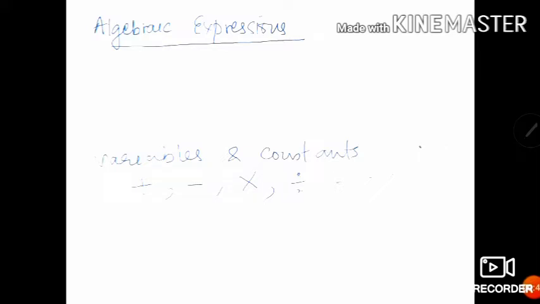Here are some examples like x, 3x minus 2y plus 7, or pi r square minus half x plus 1. All these are algebraic expressions that contain constant multiplied to a variable.